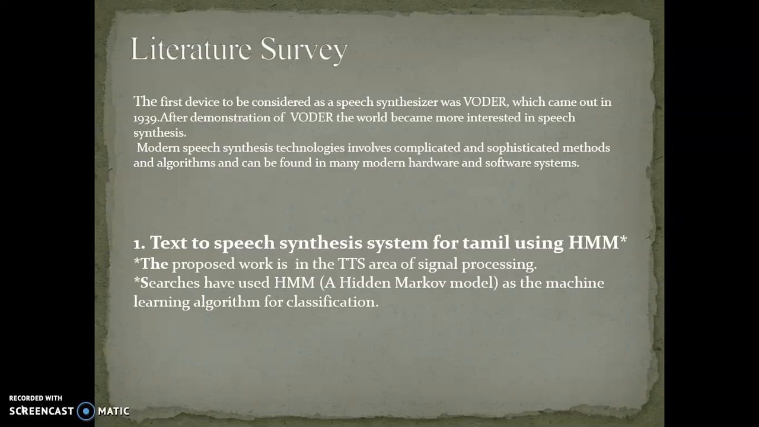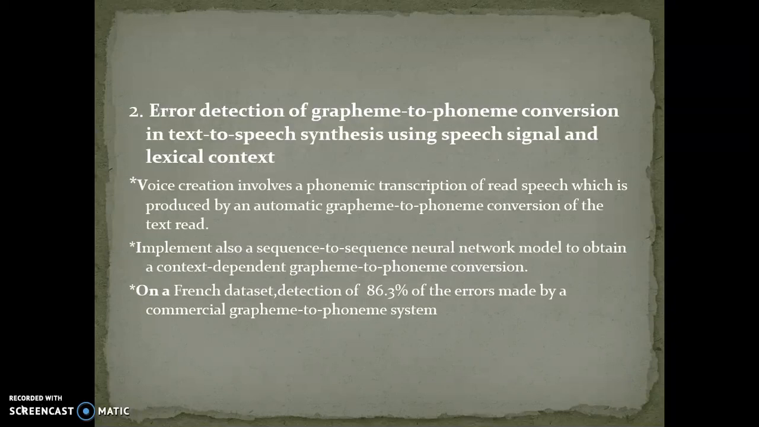The first one is a text-to-speech synthesis system for Tamil using HMM. HMM is a hidden Markov model, which acts as a machine learning algorithm for classification. This TTS system works in the area of signal processing. This algorithm learns the Tamil language and converts it into speech. That's the basic format of this paper.